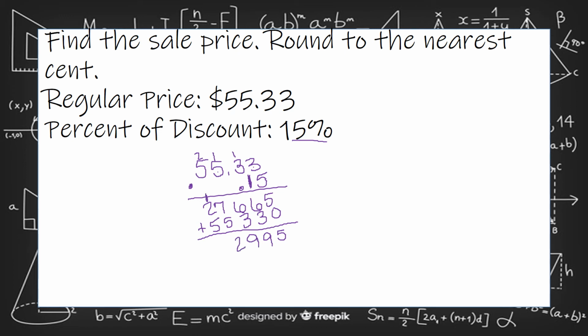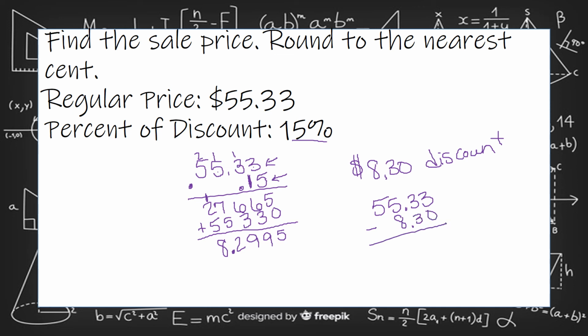5, 6, 7, 8. Now, in my original problem, I had 2 numbers after the decimal and 2 numbers after the decimal in this one. So that means I've got 4 numbers after the decimal in my answer. So the discount will be $829.95, which would be $830. So this is our discount. That's not our answer, because you don't pay the discount. You pay the regular price minus that discount.